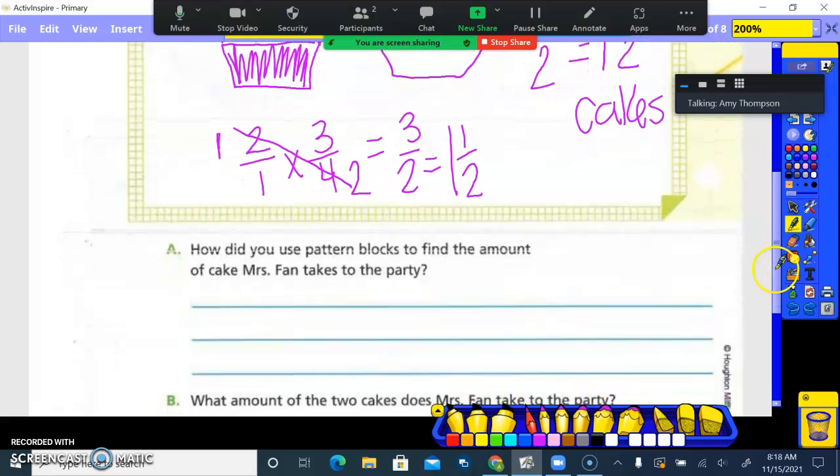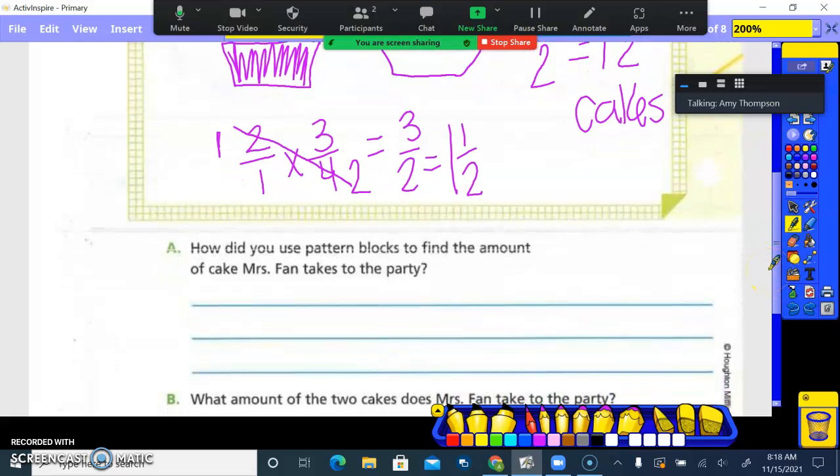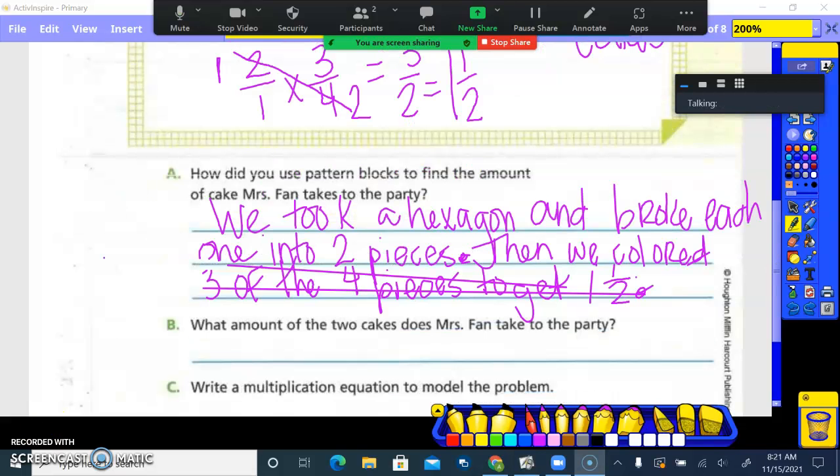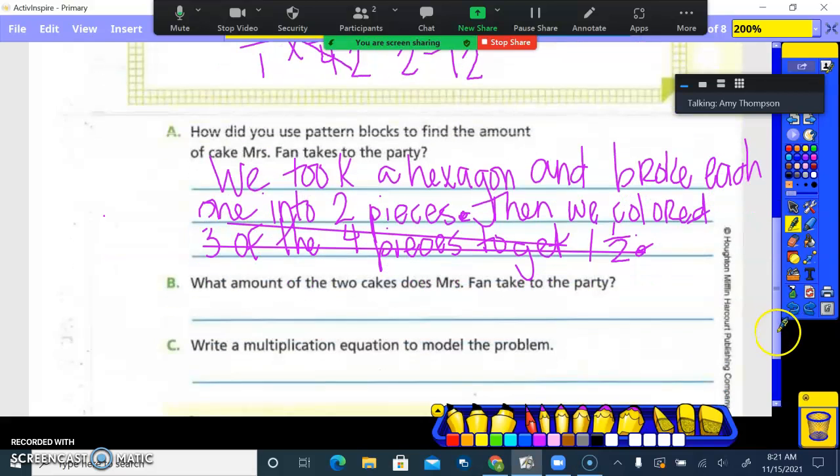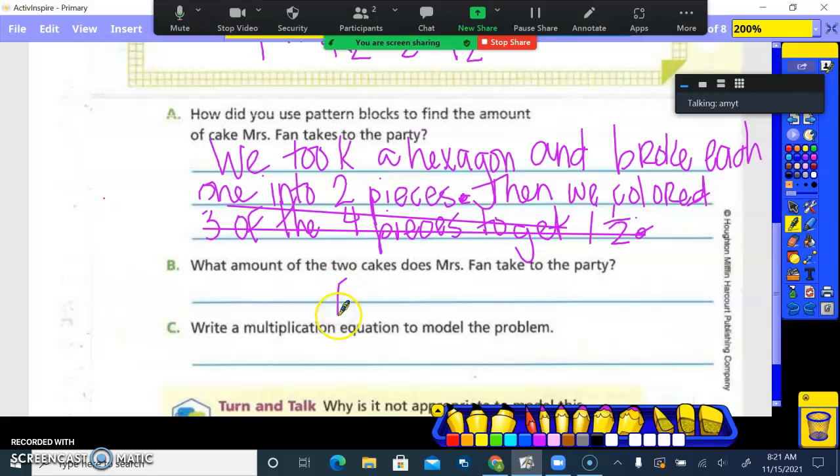Okay, so how did you use pattern blocks to find the amount of cake Mrs. Fan takes to the party? So basically we did what? We took the hexagon and divided it into 2 pieces, correct? And then we used 3 of those 4 pieces. Okay, so let's go ahead and write that. What amount of the 2 cakes does Mrs. Fan take to the party? So what did we say? 1.5 cakes.